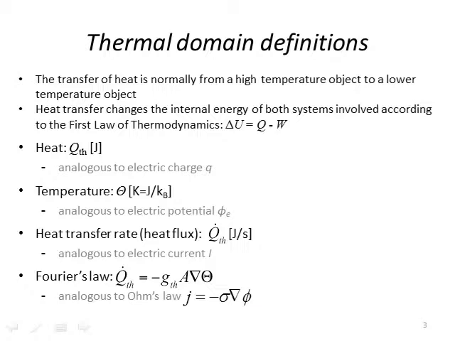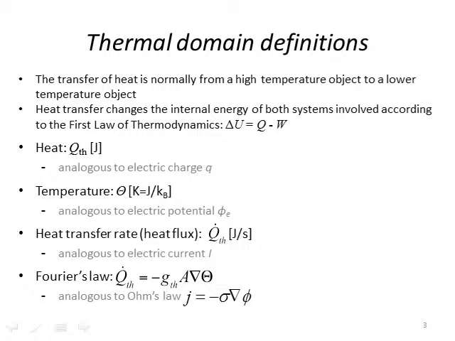The heat transfer rate or the heat flux, which is Q dot TH, which is dQTH/dt, or dx, I'm sorry, in space, not time, and that's joule per second. This is analogous to electrical current. And then Fourier's law gives us the heat rate is proportional to the gradient of the temperature. And this is analogous to Ohm's law.